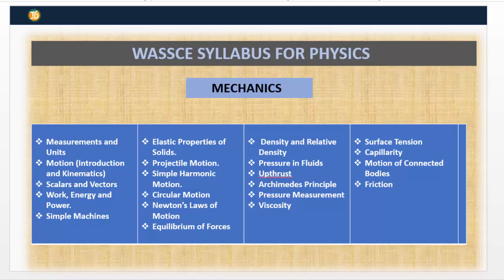Motion includes introduction and kinematics. Kinematics, of course, is the branch of physics that studies the motion of a body without considering the force that is responsible for that motion. And also, we have scalars and vectors. We have work, energy, and power. We have simple machines. We have elastic properties of solids, which is also known as elasticity.